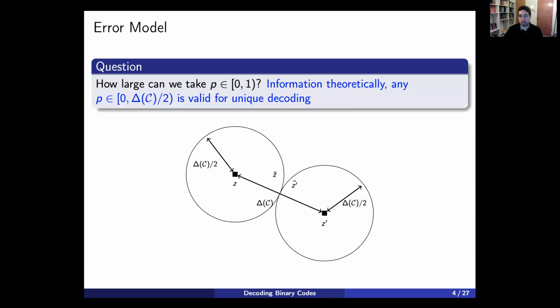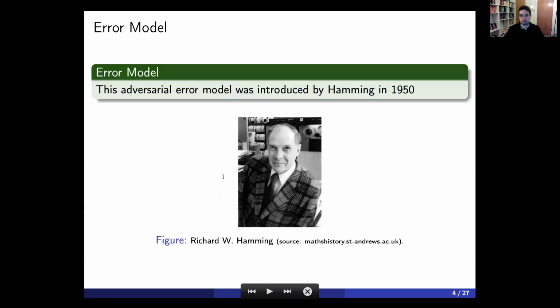And how large can we take p? This is a well-known fact. Information theoretically it is going to be at most roughly half of the minimum distance. Because if you corrupt about half here and about half here, and potentially you flip here, you don't know which ball you came from, which code word you came from. So you need to stay within those balls, and those are the unique decoding balls. Very good. This error regime was introduced in seminal work by Hamming in the 1950s.